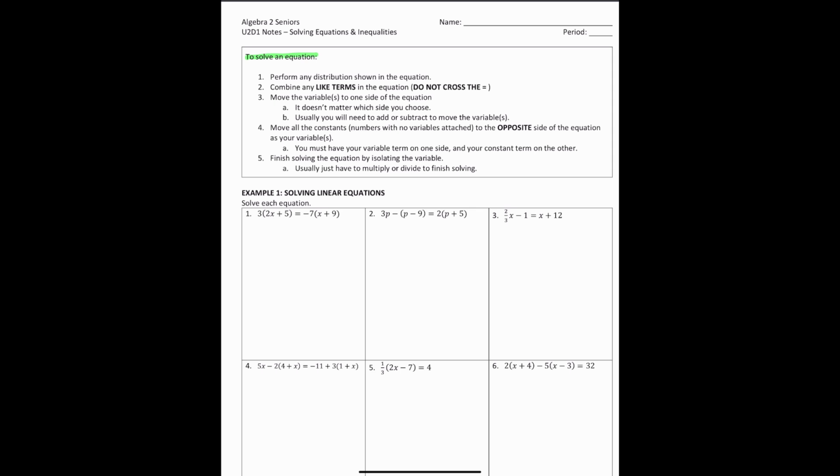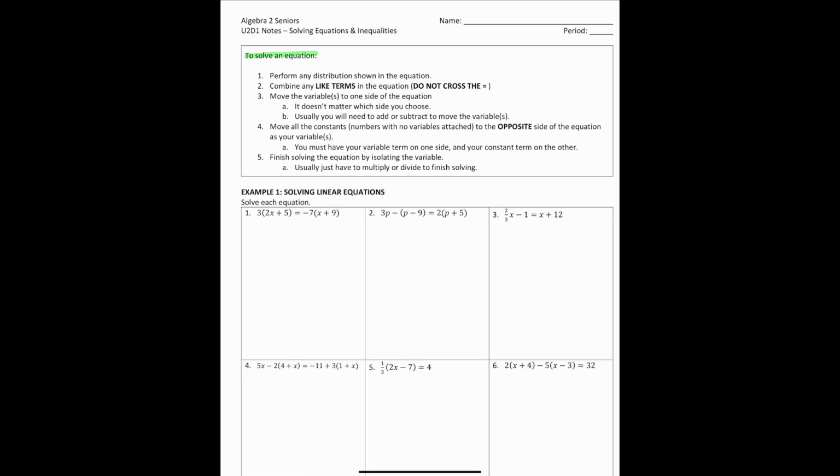Number 3, move the variables to one side of the equation. A, it doesn't matter which side you choose. B, usually you'll need to add or subtract to move the variable or variables. You must have your variable term on one side and your constant term on the other. Number 5, finish solving the equation by isolating the variable. Usually just have to multiply or divide to finish solving.